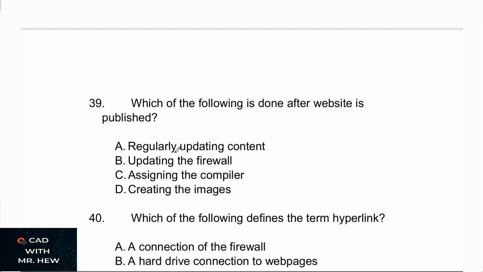All right, 39. Which of the following is done after a website is published? We have A. Regularly updating content. B. Updating the firewall. C. Assigning the compiler. D. Creating the images. The best answer is A.